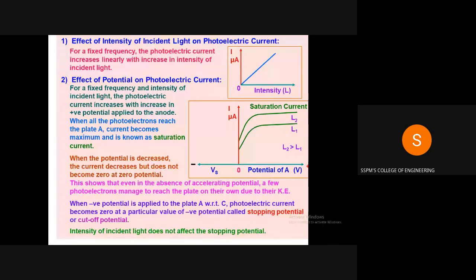When you are discussing the photoelectric effect, you should first clear three points: first, threshold frequency; second, work function; and third, stopping potential. What is threshold frequency? It is the minimum frequency of the photons interacting with metal surfaces to produce the photoelectric effect.